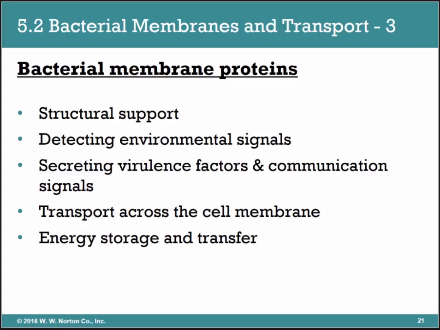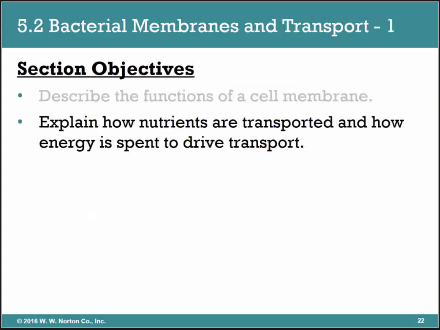4 is transport across the cell membrane. This is what gives the cell its selectively permeable quality. Lastly is energy storage and transfer. Energy storage is created by forming concentration gradients. Explain how nutrients are transported and how energy is spent to drive transport.